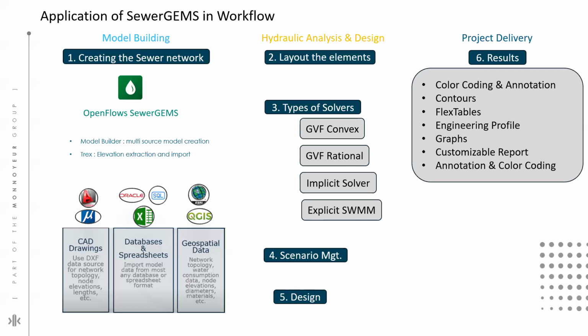Then comes the engineering profile. Under the engineering profile, we can generate the profile. Or if you want to spot the bottleneck, we can actually set up the graph as well and customize your report as well. So these are the workflow applications of SewerGEM that can happen within SewerGEM CONNECT Edition. There is a certain workflow that has to be followed. With the help of SewerGEM CONNECT Edition, we will follow this workflow. So let's just switch to the software and I'll show you how it can be done.